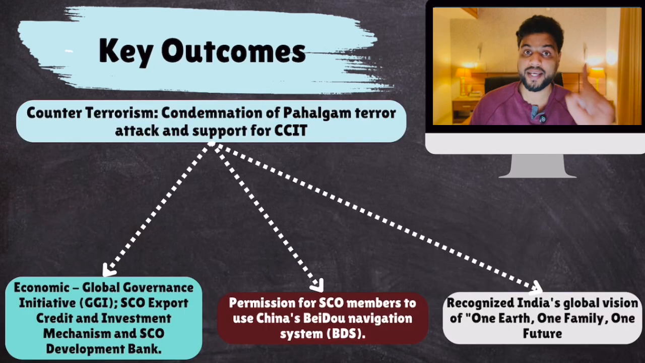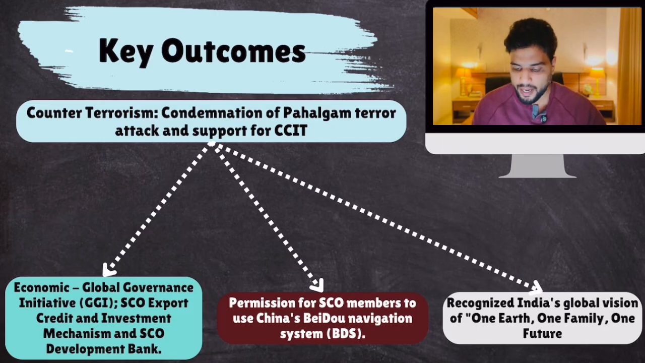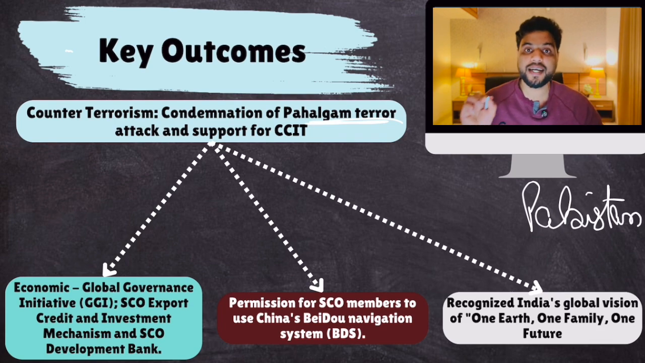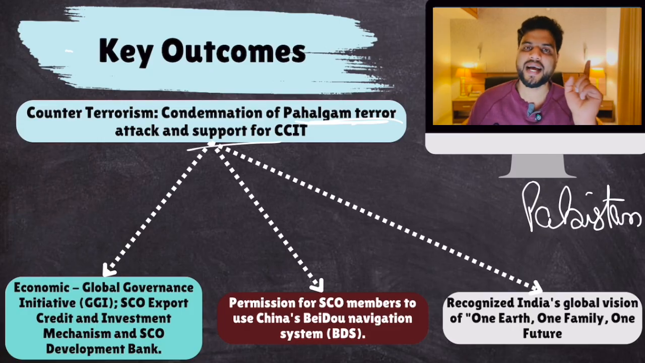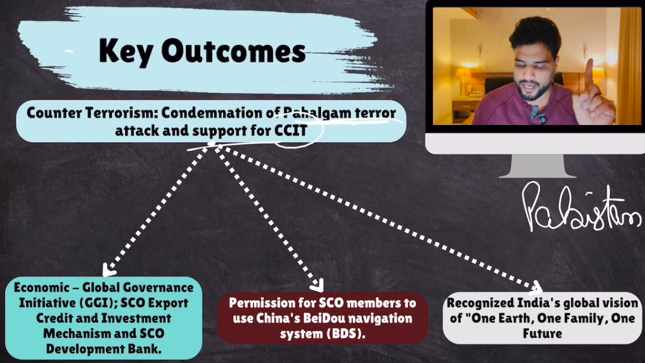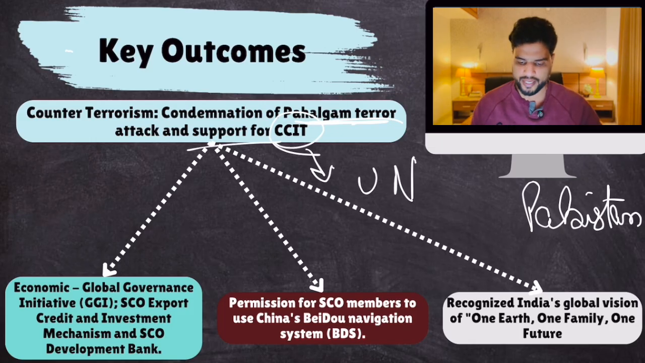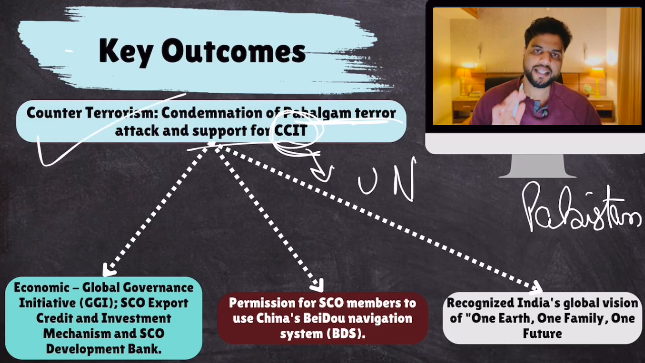Number one, the biggest victory for India was that in this Tianjin Declaration, there was condemnation of the Pahalgam terror attack. Remember, SCO also has Pakistan as its member, but SCO together condemned the Pahalgam terror attack. So it was a major diplomatic victory for India. Then, India has been advocating for a comprehensive counter-terrorism treaty at the United Nations, an international treaty. India made this treaty, CCIT, the Comprehensive Counter-Terrorism Treaty. All members of UN have not agreed to it, but SCO in the Tianjin Declaration said that we support this.